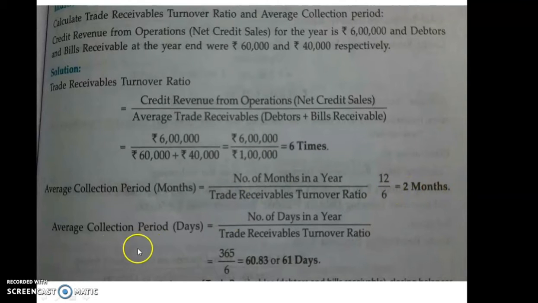The same thing if you are doing in days. In days, 365 days are there in a year, divided by the turnover ratio which you got, that is 6, you will get 60.83, or round off that period, 61 days. 61 days means 2 months itself. So doing in both the ways, you will get the same answer. Okay, this is one problem.